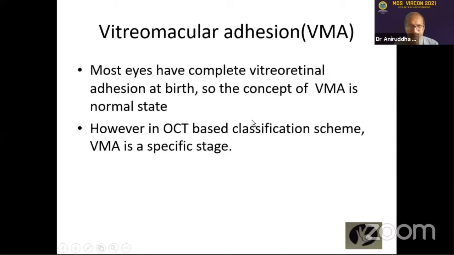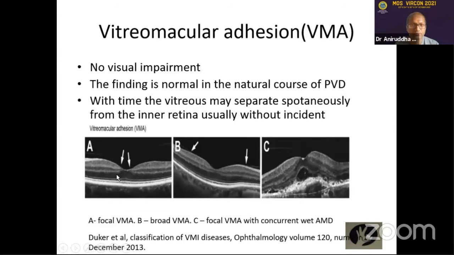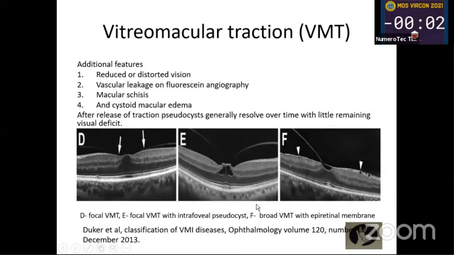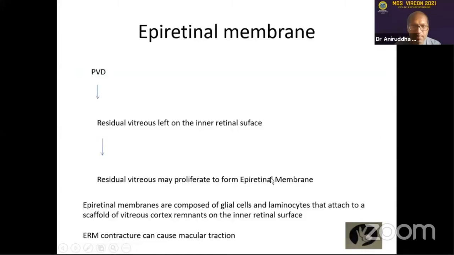Most eyes have a complete adhesion at birth, and vitreomacular adhesion is a normal state, but slowly it starts to separate. So partial PVD, then persistent vitreous attachment to the fovea, then acute angle between the posterior hyaloid and the inner retinal surface, absence of changes, and then macular hole formation. So here we can see there is only foveal adhesion. Here we can see there is a broad-based macular adhesion. So the correlation is stage 0 of the original GASS classification and the international classification system.